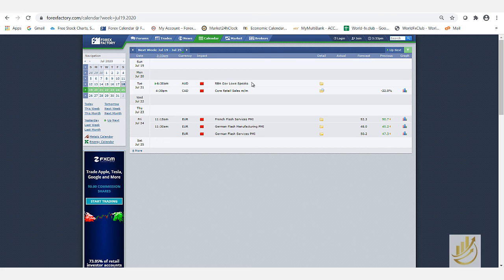If you're planning a short position and we have a positive impact for Australian dollar, it also gives you a hint that it's not the right time to short. So you always have to plan your trades according to the important news events. You can always track events here on Forex Factory, and that's it.